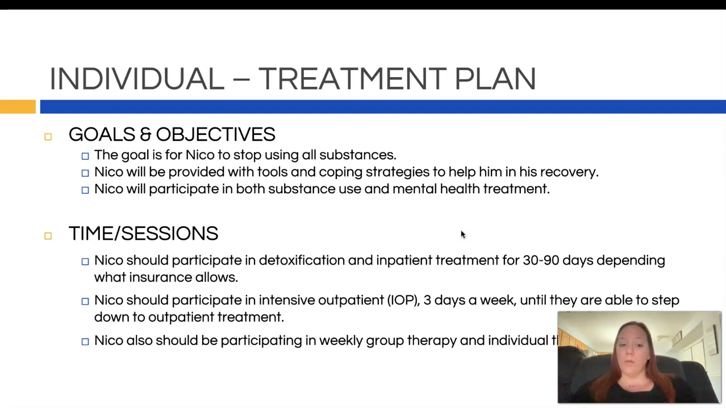Nico will be provided with tools and coping strategies to help him in his recovery. He will participate in both substance use and mental health treatment. So the ultimate goal is for him to be successful in his treatment and to be abstinent from all substances, and to continue in his integrated cognitive behavioral therapy and to be successful.